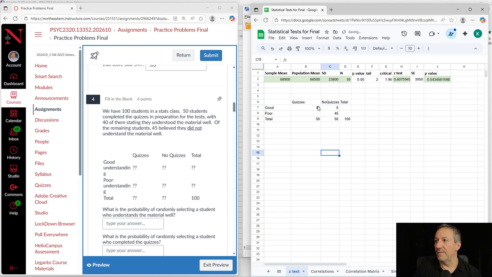If there's 40 there, 50 there, it means that has to be a 10. And then you can double check it. It should add up correctly going down. It should add up correctly going across as well. So if we put a 45 here, then 10 plus 45 is 55.